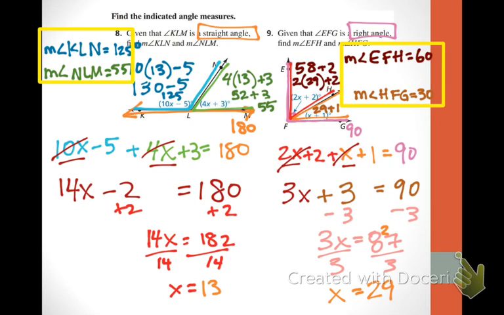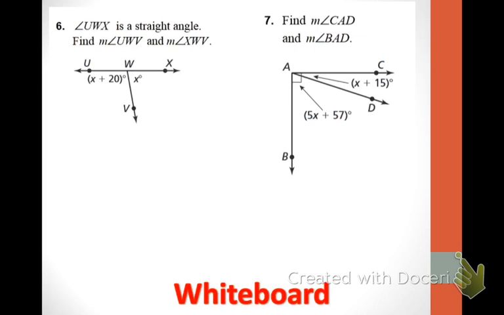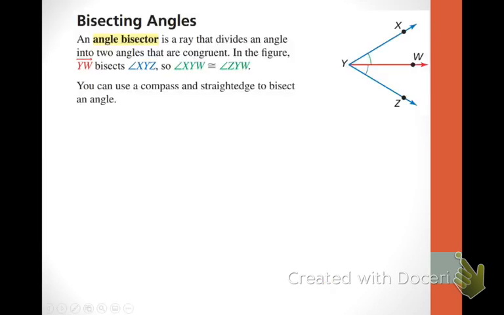We're going to talk about bisect. We've talked about it before. What does the word bisect mean? Cut it into two congruent halves. An angle bisector, you're going to write this down. It's a ray that divides an angle into two angles, or two congruent angles if you want to shorten it.